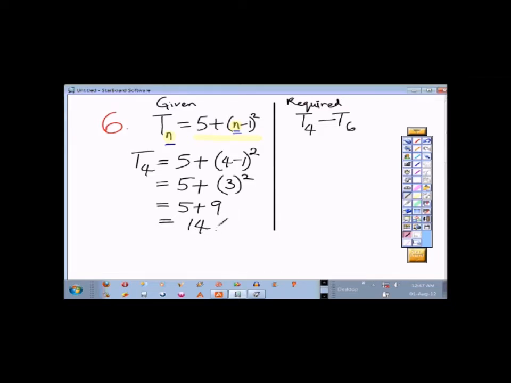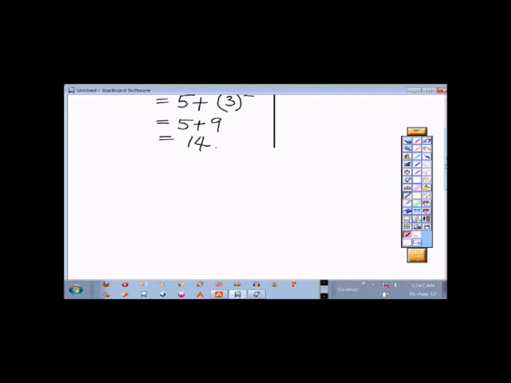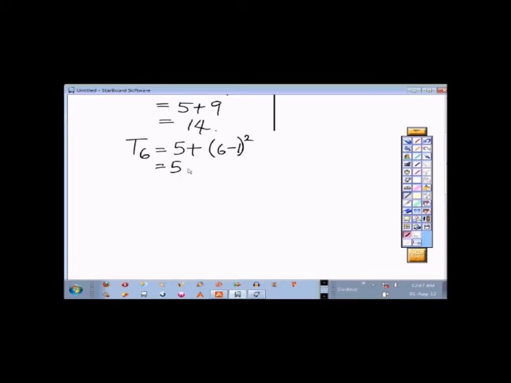In a similar way, we also find the value of T6, which of course will be 5 plus (6 minus 1), also squared. So we have 5 plus, 6 minus 1 is 5, and this is what we square, and this will give us 5 plus 25, that is 5 times 5, and this gives us 30.